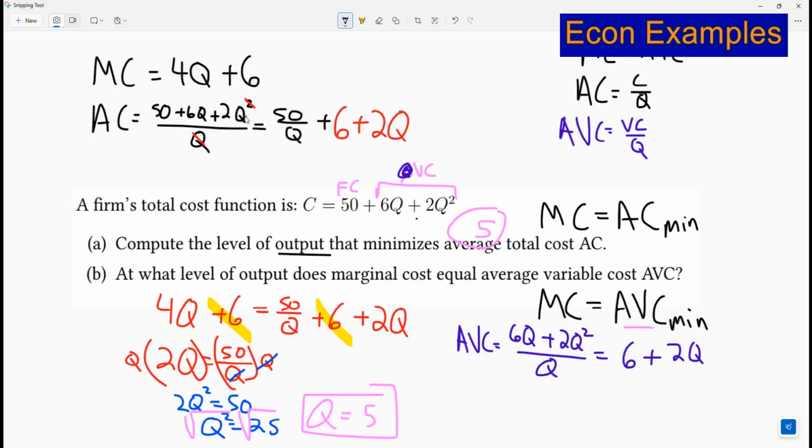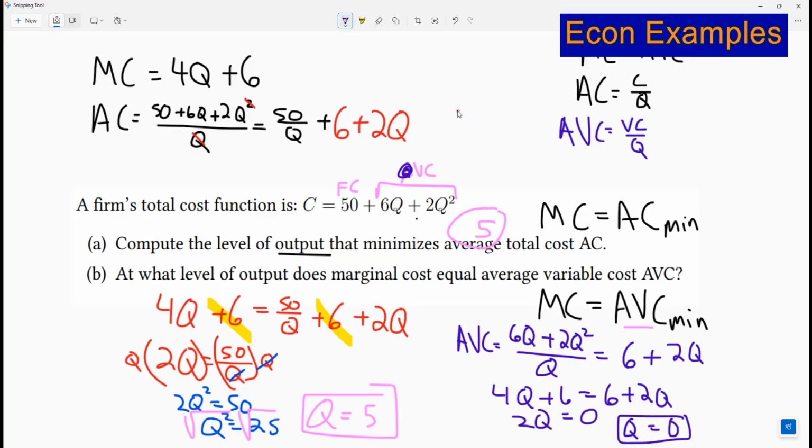So we're going to set that equal to our marginal cost. So 4q plus 6 equals 6 plus 2q. We'll go a little faster. Subtract 6 from both sides, and we got 2q equals 0. Divide both sides by 2, and we end up with q is 0.